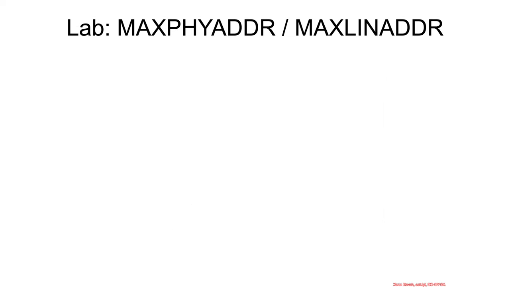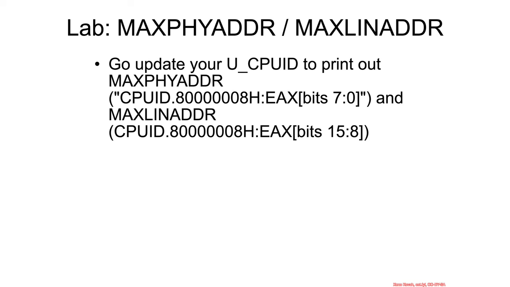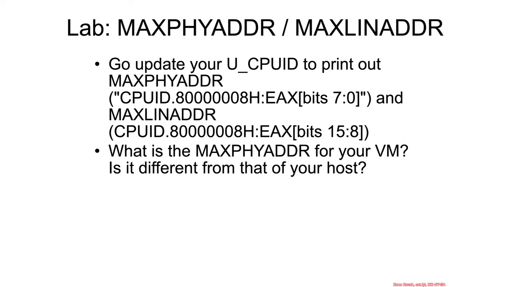But first, a little lab for you. If the point of the page table is to translate linear addresses to physical addresses, let's get a sense of what kind of linear address space and physical address space is supported on your specific processor. To do that, I want you to go modify your user CPUID code, and I want you to print out the max physical address and the max linear address. You can find the max physical address by passing in 8008 for EAX, and then the output EAX bits 0 through 7 is going to be the physical address, and the output EAX bits 8 through 15 is going to be the linear address. So what is the physical address for your VM, and what is the address for your host?